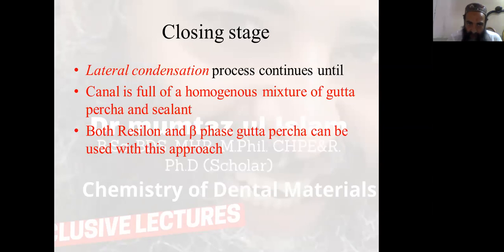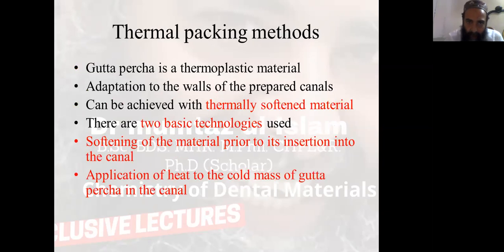Now the closing stage: the lateral condensation process will continue until the canal is full. All the process which I have described in the previous slide is called lateral condensation. It continues until the canal is full of a homogeneous mixture of gutta percha and sealant. Both Resilon and beta phase gutta percha can be used with this approach.